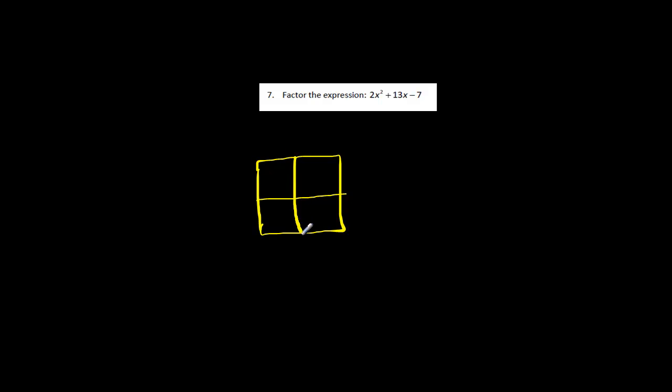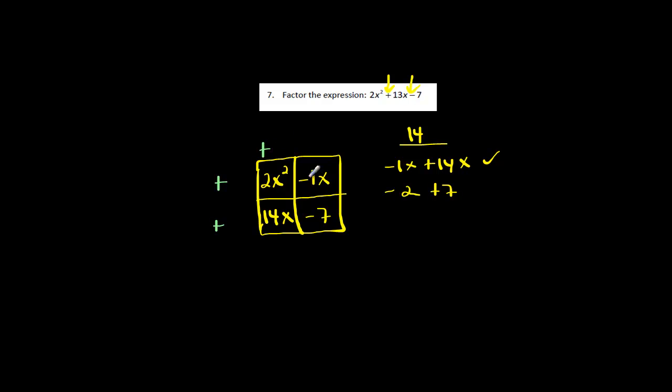So let's do this. So we're going to have the 2x squared here, the minus here, minus 7. The AC is 2 times 7, or 14. Let's write the combinations here. The negative says they're different signs. The larger number is going to be positive. Which one adds to a positive 13x? It's going to be the top one. So let's drop those in. Negative 1x and 14x. This is positive, positive, positive, negative.